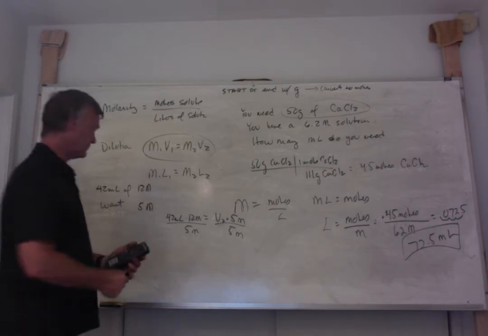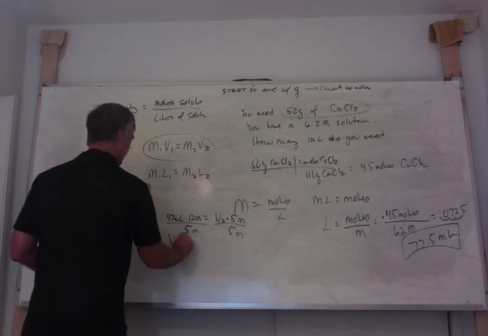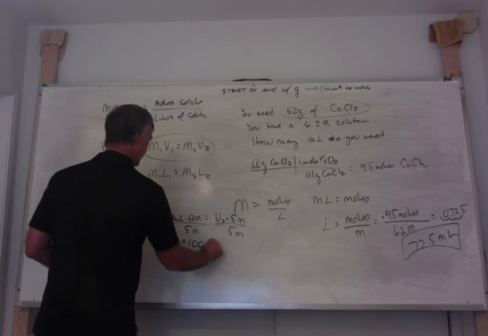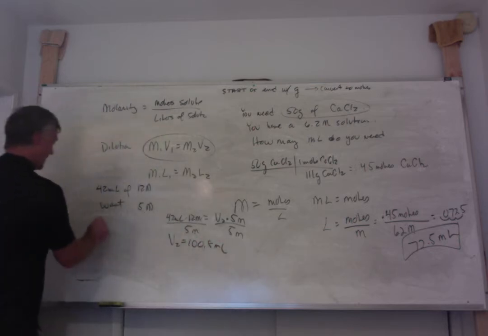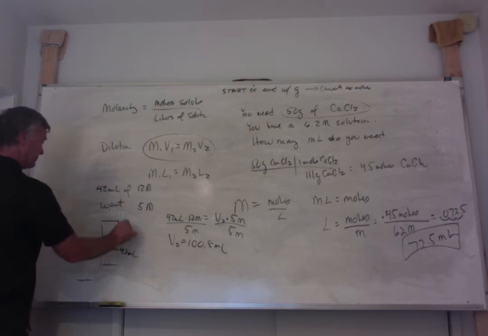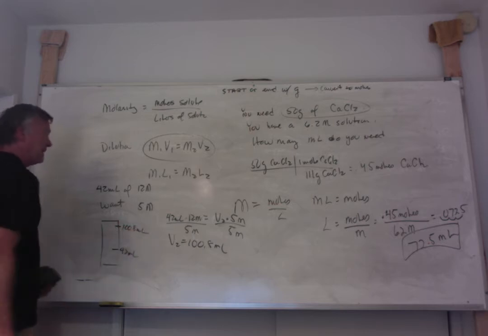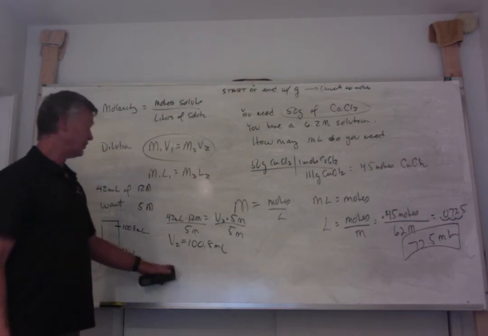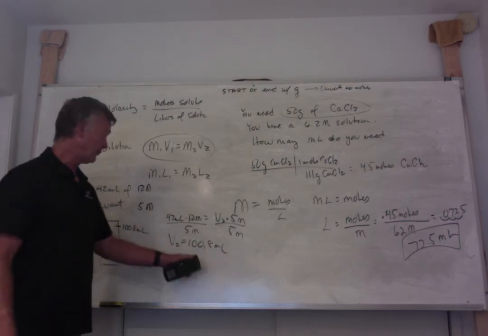We're going to have 100.8. Okay, now let's think about this. We started out with 42 milliliters. We're going to end up here with 100.8 milliliters. If I asked how much solution are you going to need for this by adding water, it'd be 100.8.